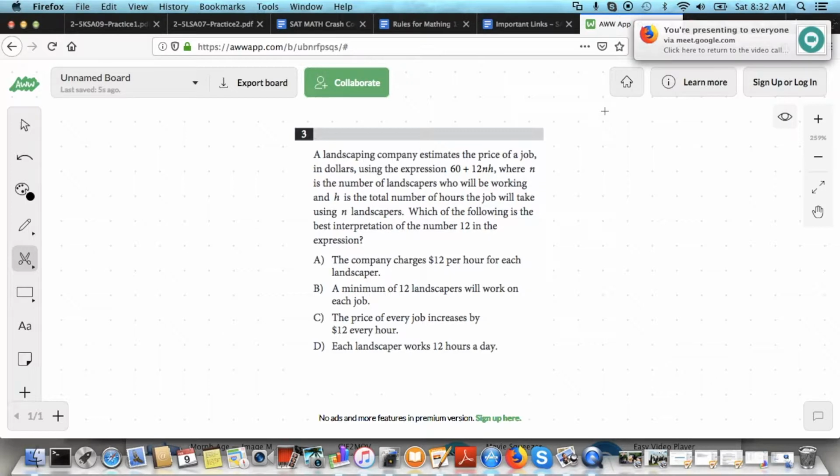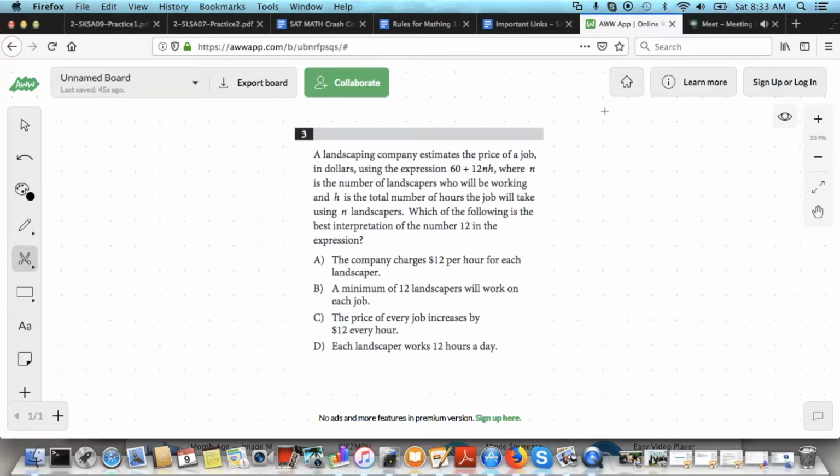All right. A landscaping company estimates the price of a job in dollars using the expression 60 plus 12NH, where N is the number of landscapers who will be working. You just cut out there, William. Can you go back? Can you hear me now? And H is the total number. That's where we stopped hearing. H is the total number of hours the job will take using N landscapers. Which of the following is the best interpretation of the number 12 in the expression?